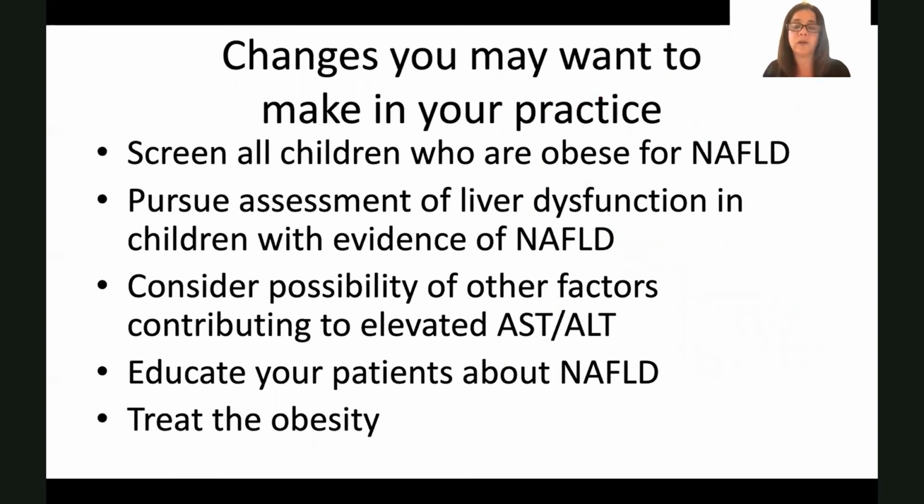So in terms of changes you may want to make in your practice, I do think you should screen all children who are obese for NAFLD. That's the AST/ALT. If you find that you need to pursue assessment, you absolutely can refer them to me, but really I'm showing you what I do, which is to look for all those labs, make sure I'm not dealing with anything else, and then really focus on educating my patients about NAFLD.